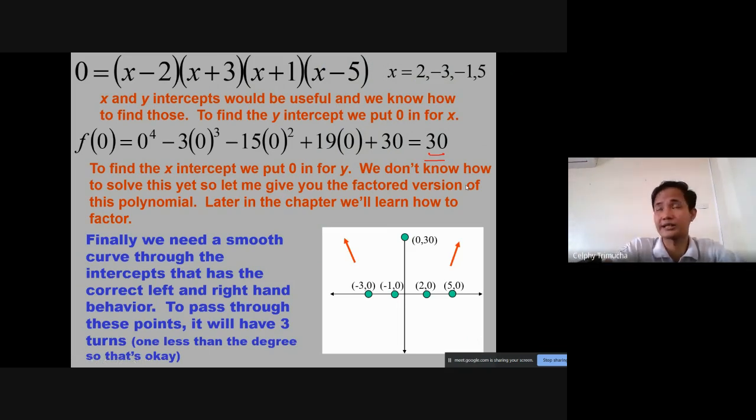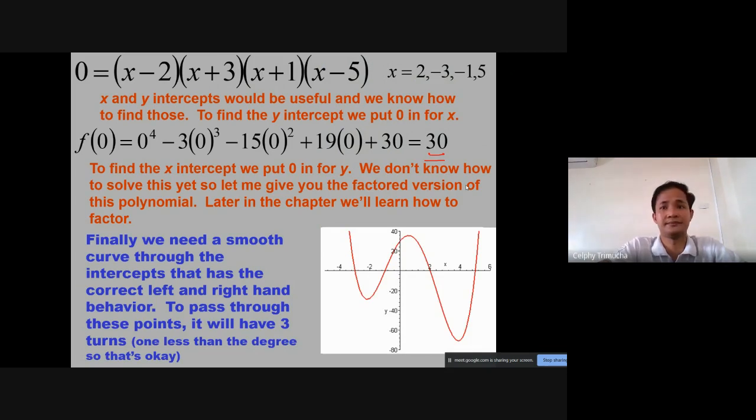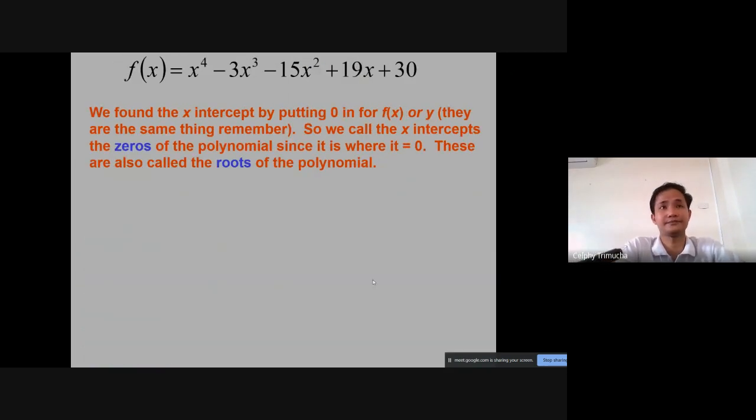So ang itsura naton kung sa graph, grid or graphing calculators or any form of graphing nga mga software, ang itsura will be like this one. So, hindi man naton exactly gid ma-identify kung ano gid ang itsura niya, but at least we know kung ano ang mga behavior sa aton nga graph. So we found the x-intercept by putting 0 in for the function of x or y. So we call the x-intercept the zeros of a polynomial.